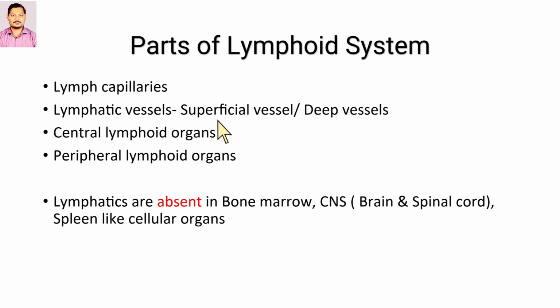What are the parts of the lymphoid system? You have to know this, and this may be asked as a short note for a 2 mark, 4 mark or 5 mark question. So: lymph capillaries, lymphatic vessels, central lymphoid organs, and peripheral lymphoid organs. These are the parts.